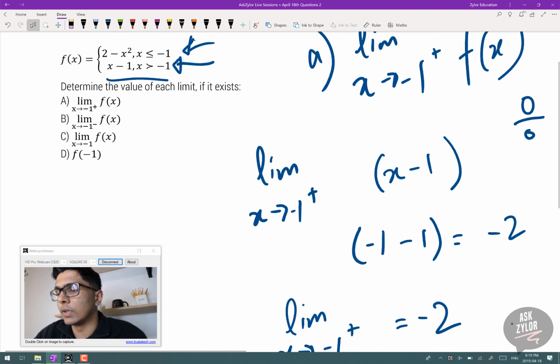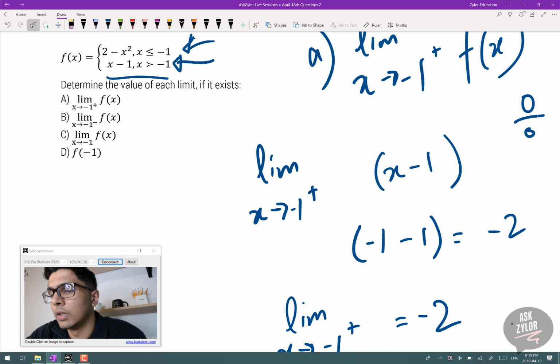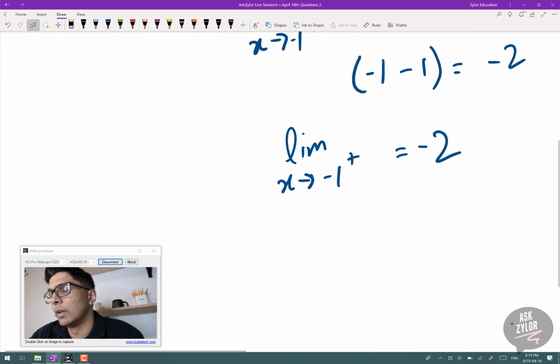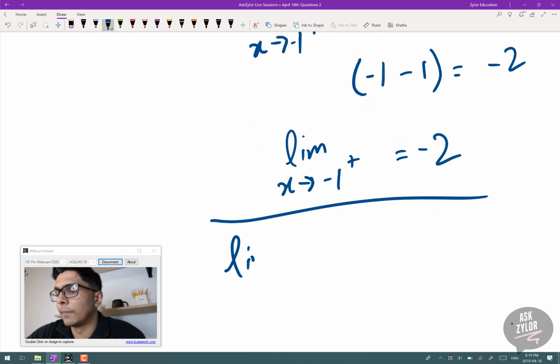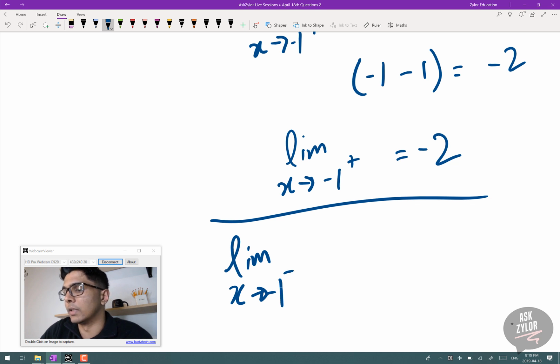So the next question, part B, is asking me what's the limit as x approaches -1 from the left hand side. So my x should be less than -1. So I'm looking at my first function, 2 minus x squared. So what is the limit as x approaches -1 from the left hand side for 2 minus x squared?